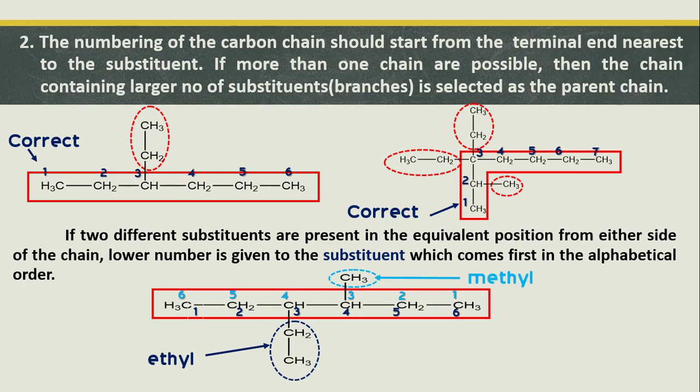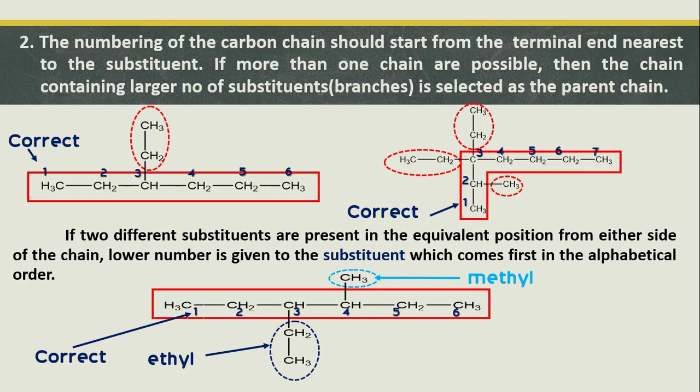However, the ethyl group, E, precedes M. So the ethyl group comes first in the alphabetical order. So the correct numbering is the numbering that is done from the front end. The ethyl group lies on the third position, however the methyl group lies on the fourth position. Okay, this is the correct way of numbering, where the ethyl group lies on the third position, before the methyl group, because the ethyl group comes first in the alphabetical order.